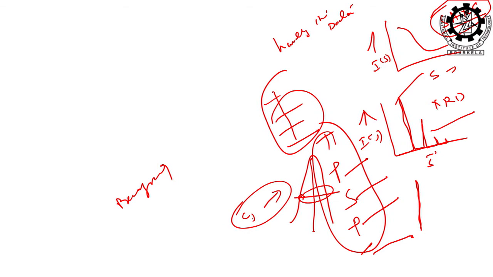May it be wide angle, may it be small angle, it is a must. It is the first step for data analysis. The first step to handle the data is the background correction, right. So, for handling the data, the first step is background correction. Background correction is a must, may it be XRD, may it be small angle.